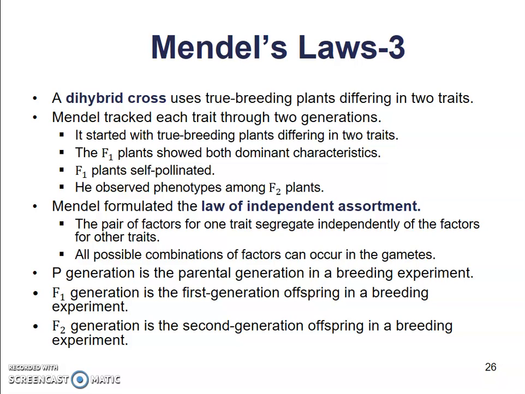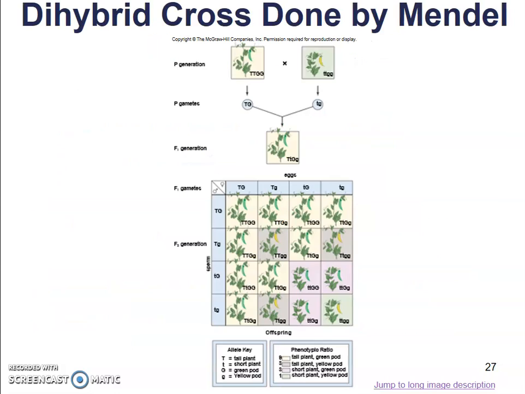By doing this, Mendel formulated the law of independent assortment that says that a pair of factors for one trait segregate independently of the factors for other traits. So not all purple flowers are found on tall plants. Okay, you could have a white flower on a tall plant, or you could have a yellow seed pod on a short plant. They're not directly linked. And the P generation, once again, is the parental generation in the breeding experiment. The F1 generation is the first generation of offspring, and then the F2 is the second generation of offspring.